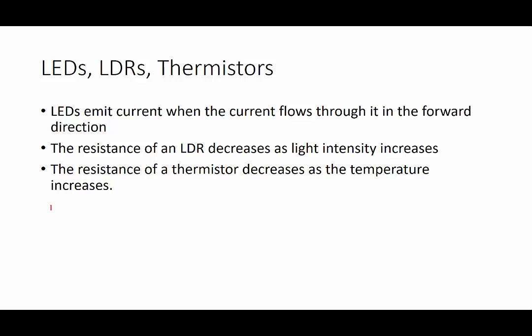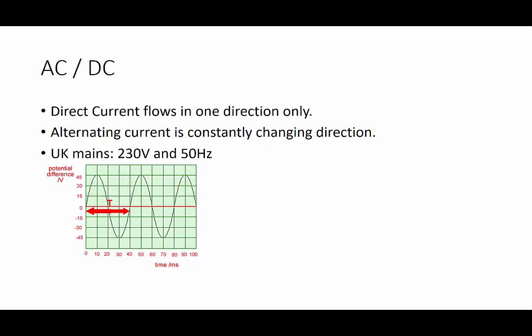So you need to know about LEDs, LDRs, and thermistors. LEDs are light-emitting diodes. They are just diodes that give out light. LDR stands for light-dependent resistor. If the light intensity increases, the resistance is going to decrease. Equally for a thermistor, if the temperature increases, the resistance decreases. And if you're asked to sketch a graph of how that looks, same shape of graph if you're looking at an LDR for light intensity.